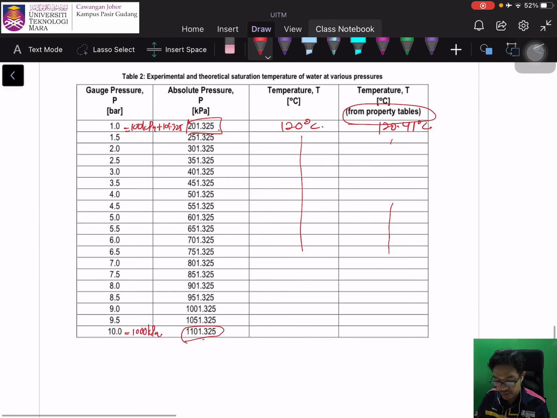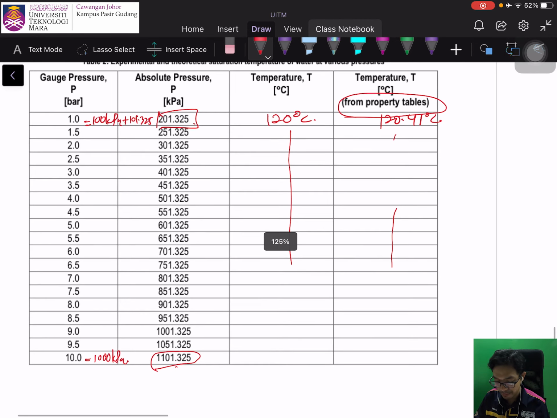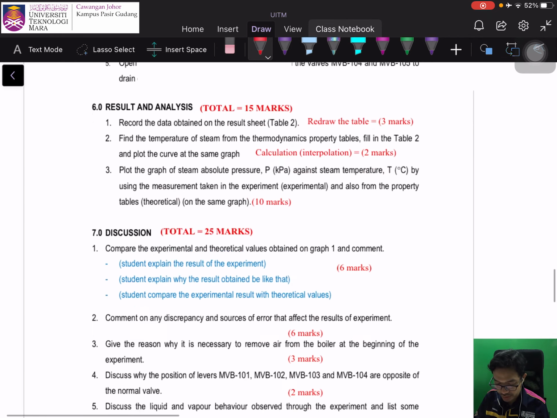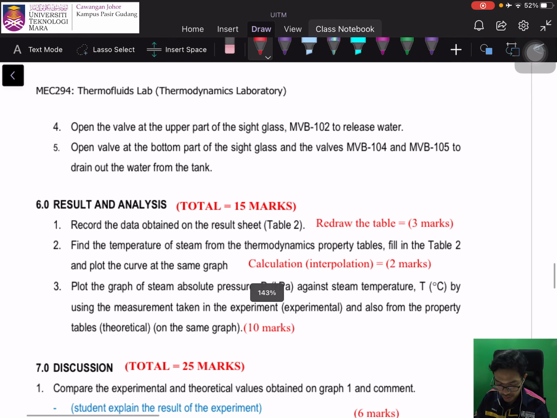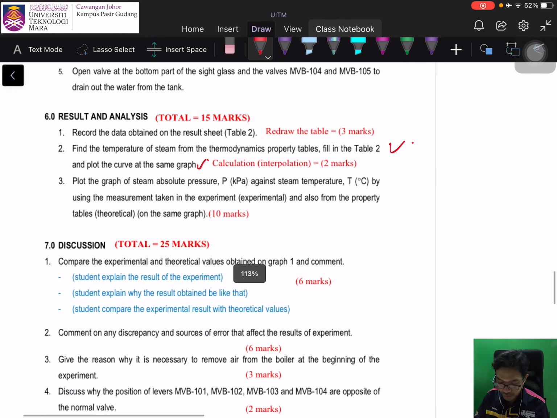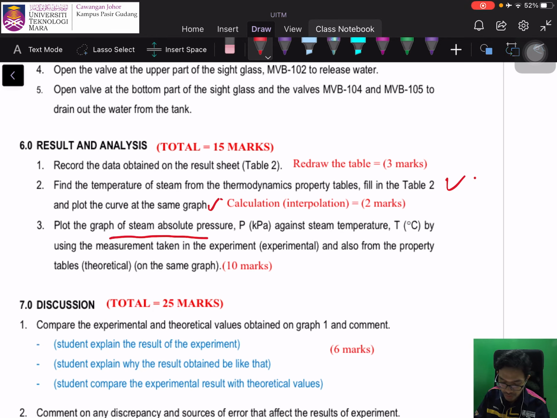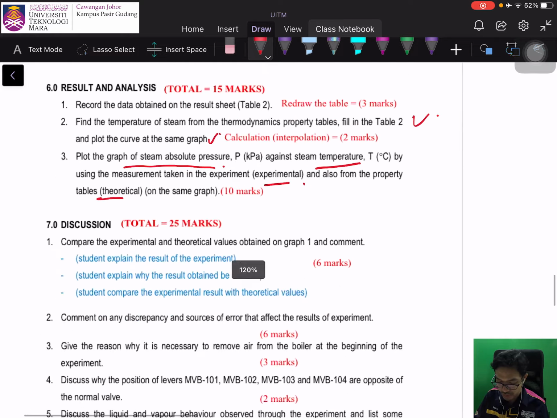Alright, so that is a very simple method. And then you look at the second result analysis here. It wants you to find the temperature of the steam from the thermodynamic property tables. So this one I have shown you. Okay, and plot the curve on the same graph. So what curve do you need to do? Plot the graph of the steam absolute pressure P versus steam temperature by using the measurement taken in the experiment and also from the tables, which is the theoretical.